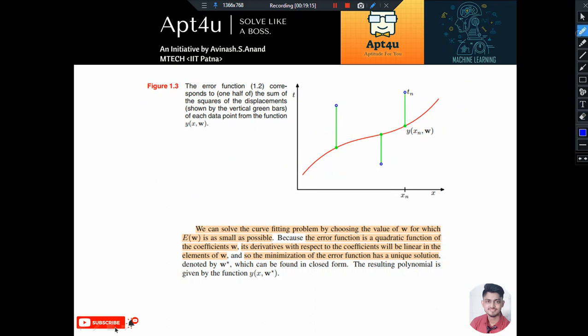Now, we can see the error function here corresponds to 1/2 of the sum of the squares of the displacements shown by the vertical green bars, right? So this vertical green bar is nothing but the error. This is the displacement, isn't it? For this particular value of x, the true value is this one, but if the model uses this curve, if the model assumes that this is the pattern that the data points are following, then the value for this x here will be this point.